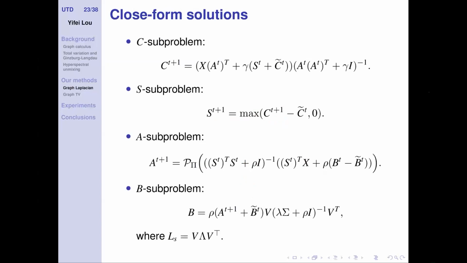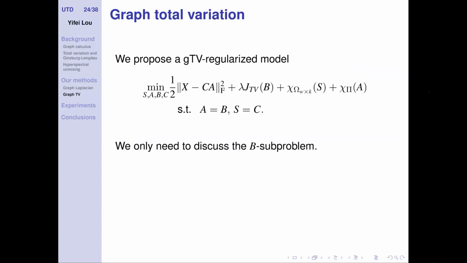This is the least square inversion. This is a projection onto the sum-to-1 constraint, and this is based on the SVD, so you're just inverting the diagonal element. Everything is very efficient to implement. Okay, so that is the H1 seminorm.